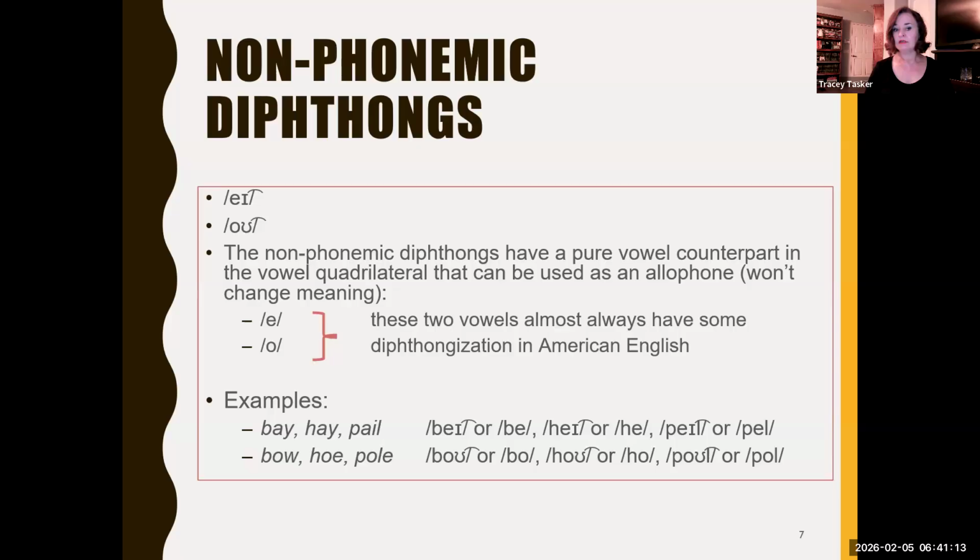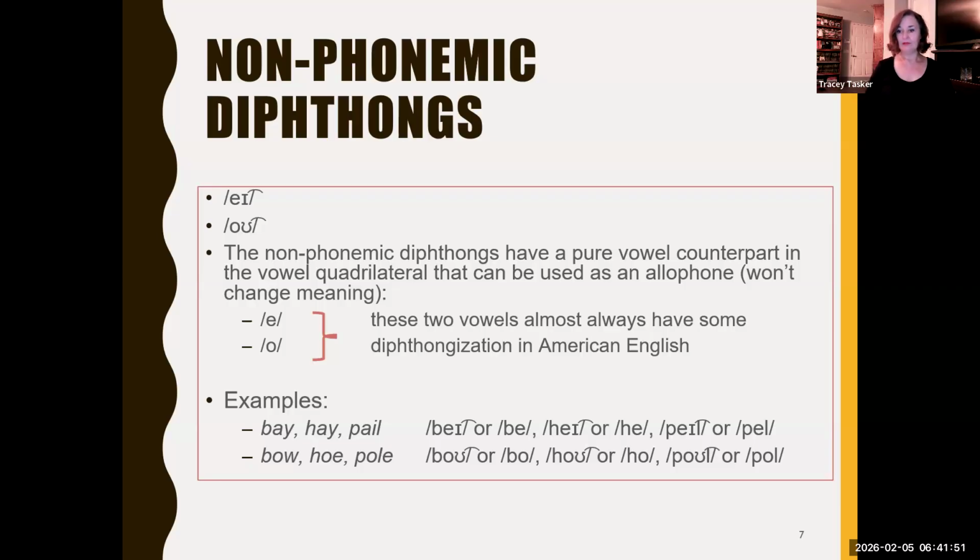The non-phonemic ones, as I said, you will see some variation where sometimes they are transcribed with two symbols, and sometimes they are transcribed with just the initial vowel sound. So these are A and O. So there's some examples of some words with them. So bay and bow. Okay.